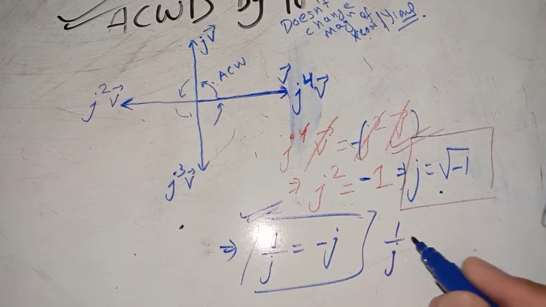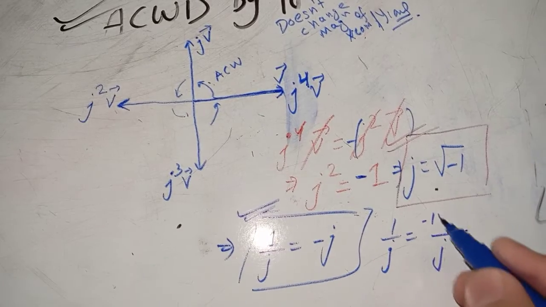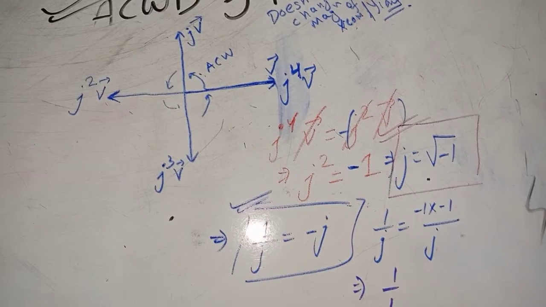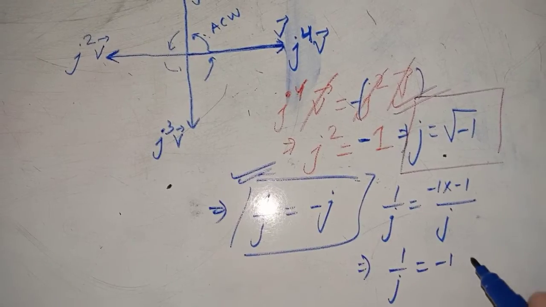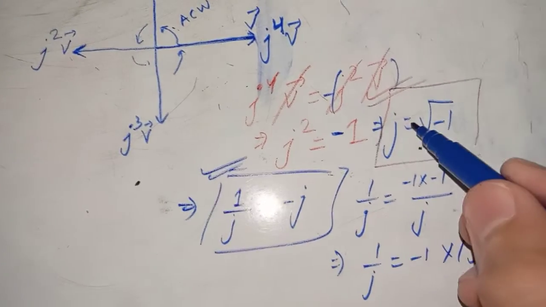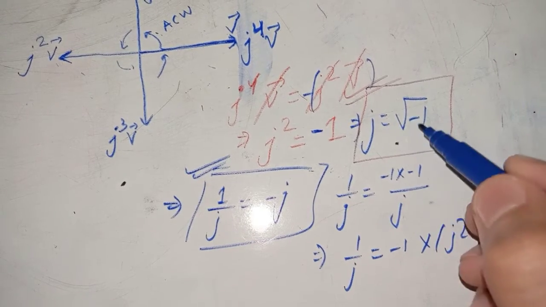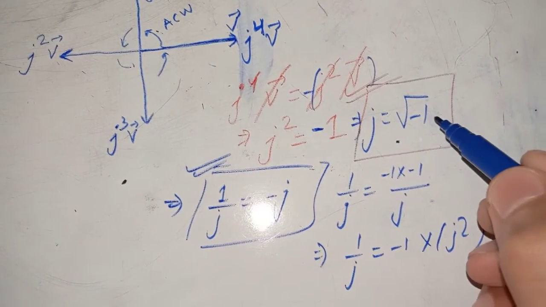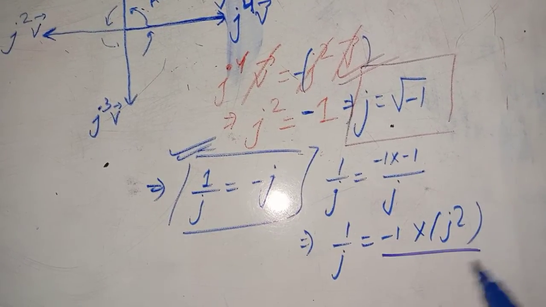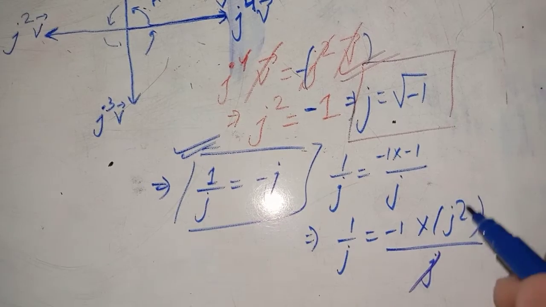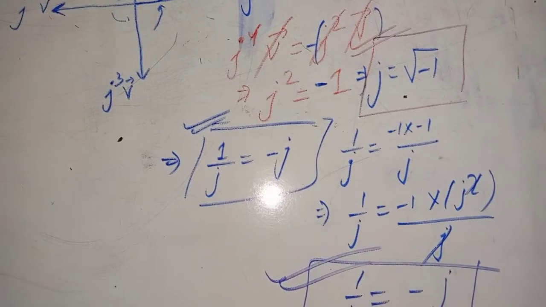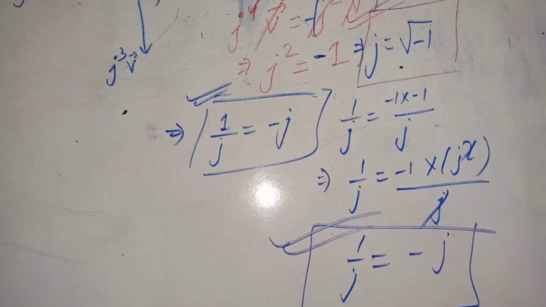See, we have 1 by j, right? So if I multiply the numerator by -1, I can write 1 by j is equal to -1 into j square, divided by j. Why? Because j is equal to root over -1. So j square will be root over -1 times root over -1, which will be -1. So I can write -1 as j square, so -1 times j square divided by j, right? So j gets cancelled out. So it will be 1 by j is equal to minus j. So see, I proved this. You need to remember this relation also, right?